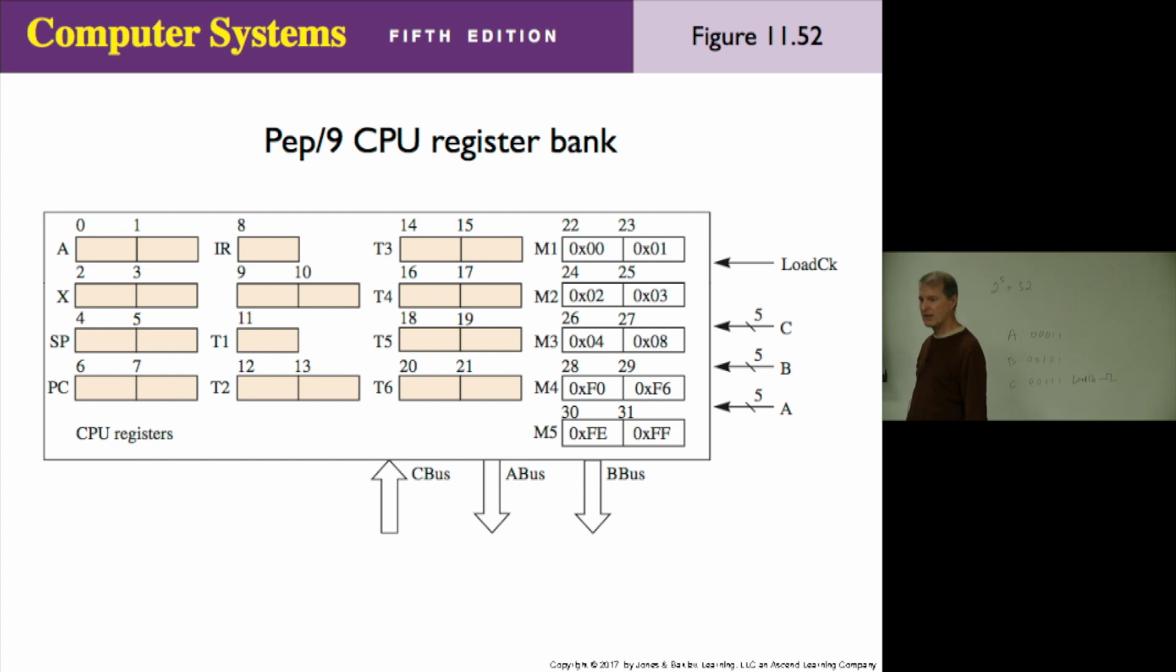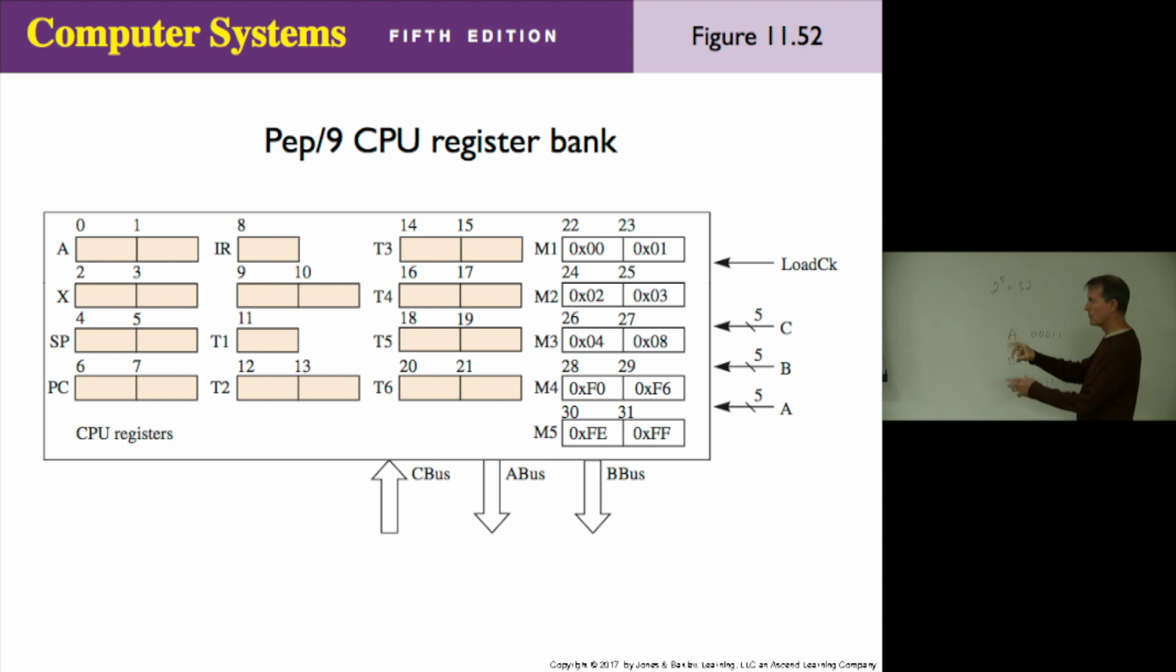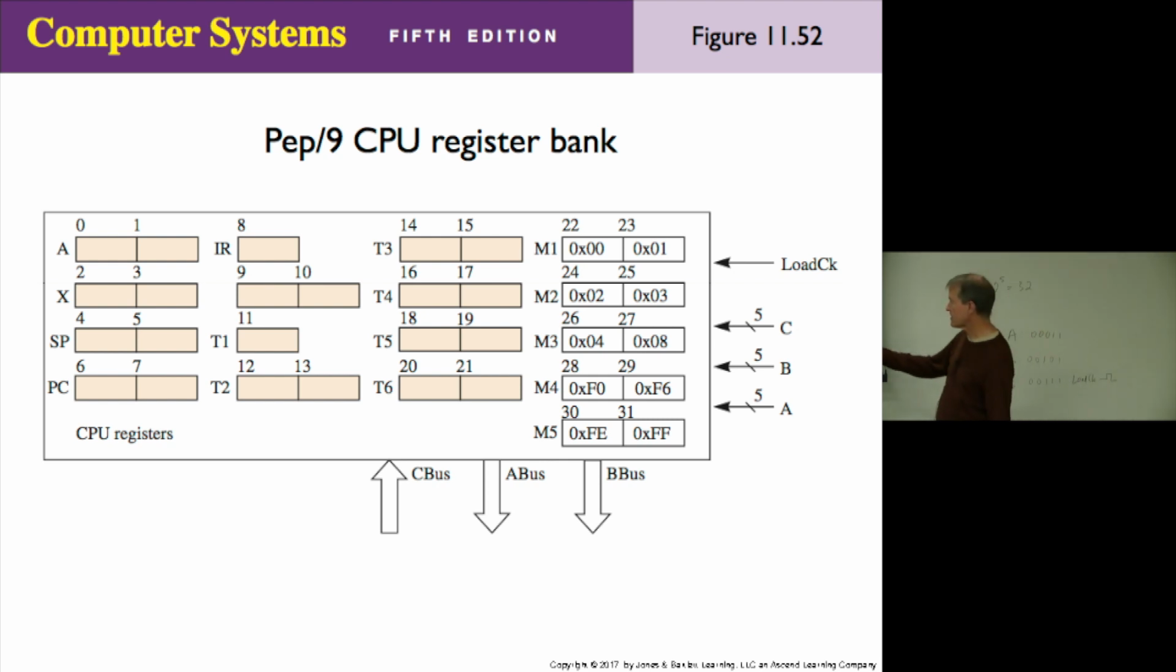Now, does everybody see how that works? And this is all the lines that we have that control this register bank. A single load clock, 5 A's, 5 B's, and 5 C's, 8 B bus lines, 8 A bus lines, and 8 C bus lines. And notice that the data lines in the CPU are not bidirectional.